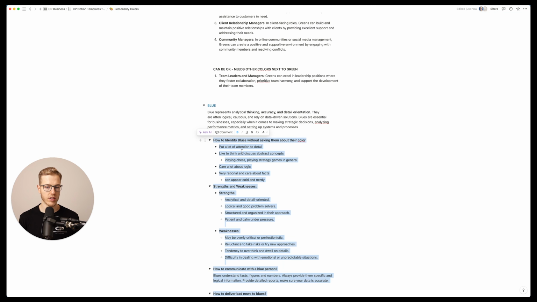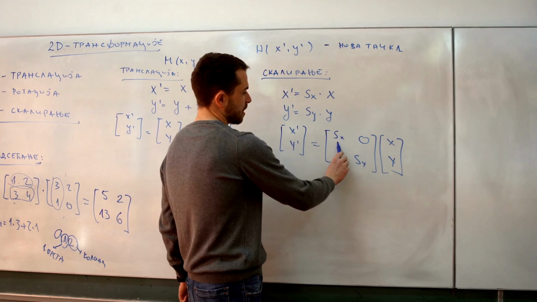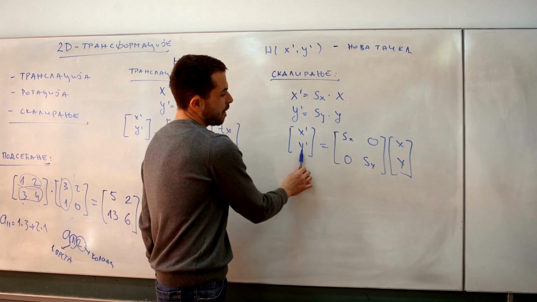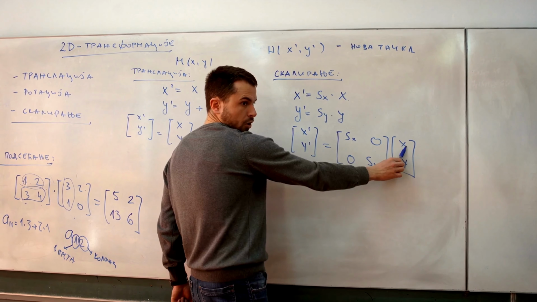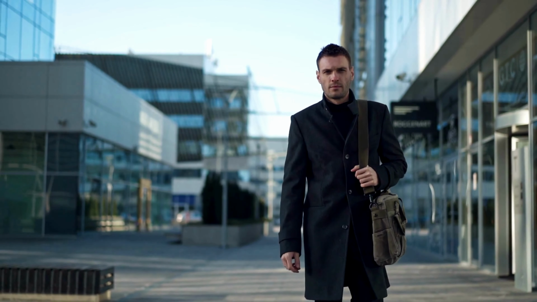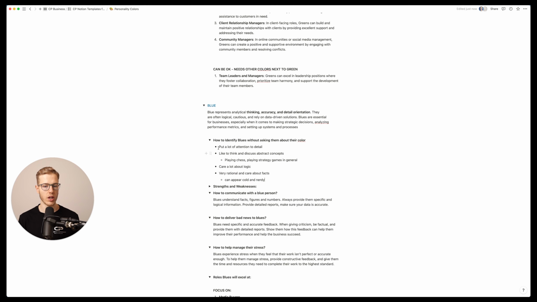So how to identify someone that's blue? They usually pay a lot of attention to detail. They like to think and discuss abstract concepts. Usually they are people who like playing chess and strategy games. They care a lot about logic. They're very rational, care about facts, maybe even a bit arrogant or a bit reserved. They look a bit cold and focus a lot on details. So that's how you can usually identify blues.